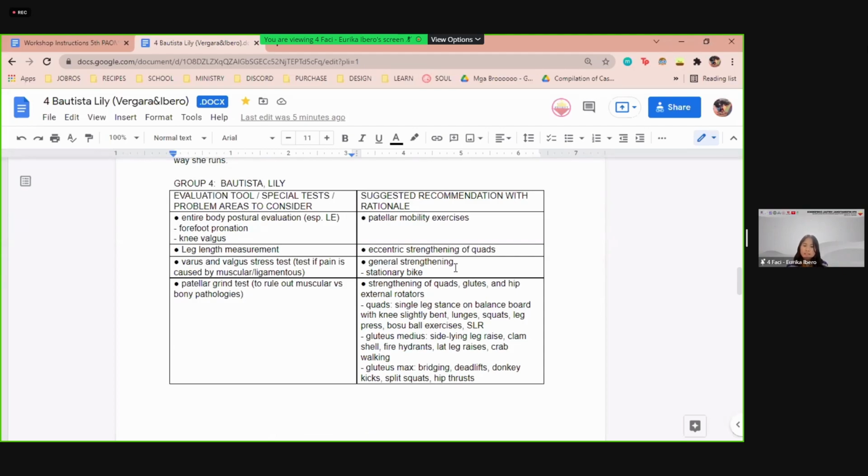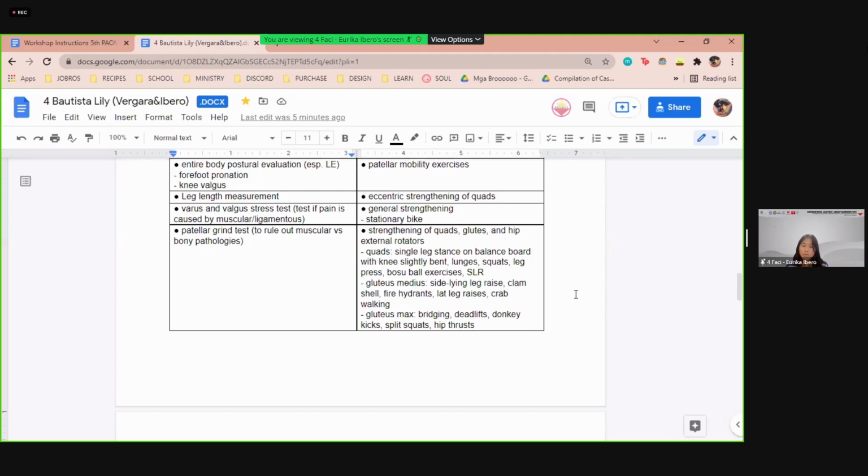For general strengthening, we have our stationary bike. And for strengthening of your lower extremity muscles, such as your quads, your glutes, your hip external rotators, particularly for your quads, the participant suggested single leg stance on balance board with knees slightly bent, lunges, we have also squats, leg press, most of all exercises, and SLRs.